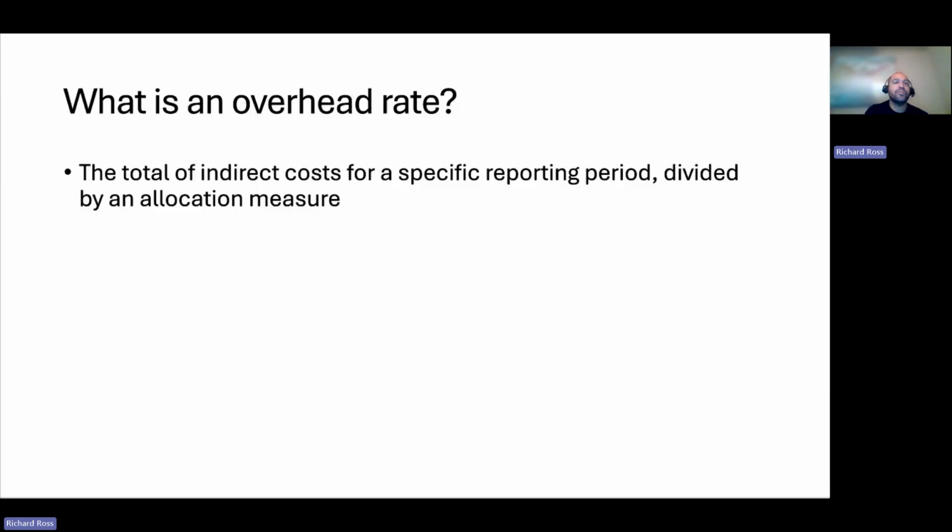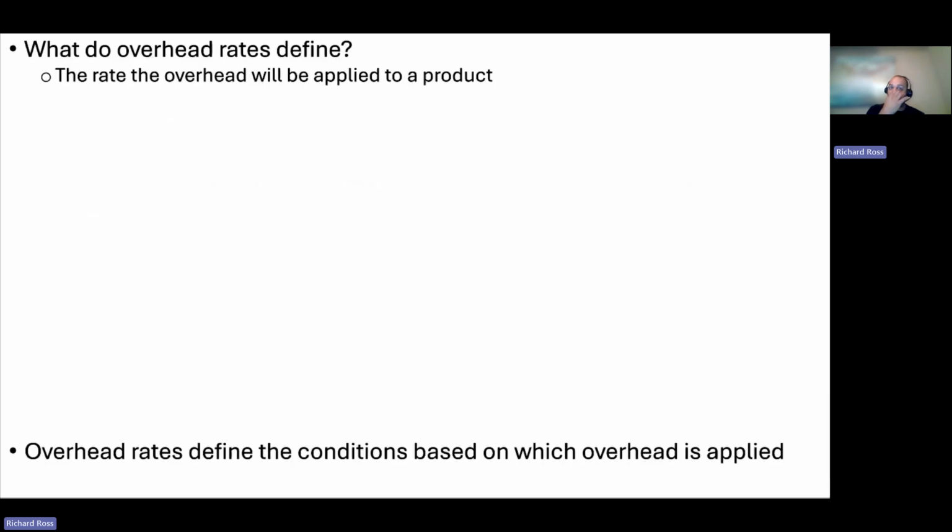Overhead rates. What is an overhead rate? The total of indirect costs for a specific reporting period divided by an allocation measure. What do overhead rates define? The rate the overhead will be applied to a product. Overhead rates define the conditions based on which overhead is applied.